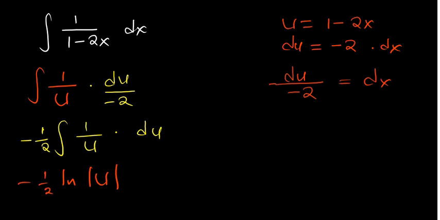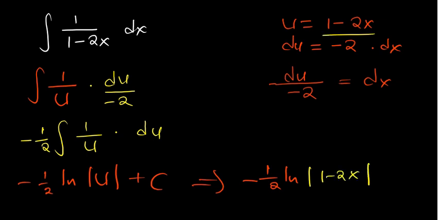Okay, so plus c. Now this can reduce to negative half natural log, where our u is basically equivalent to 1 minus 2x, plus c. That's our answer. So pause the video and try this one out.